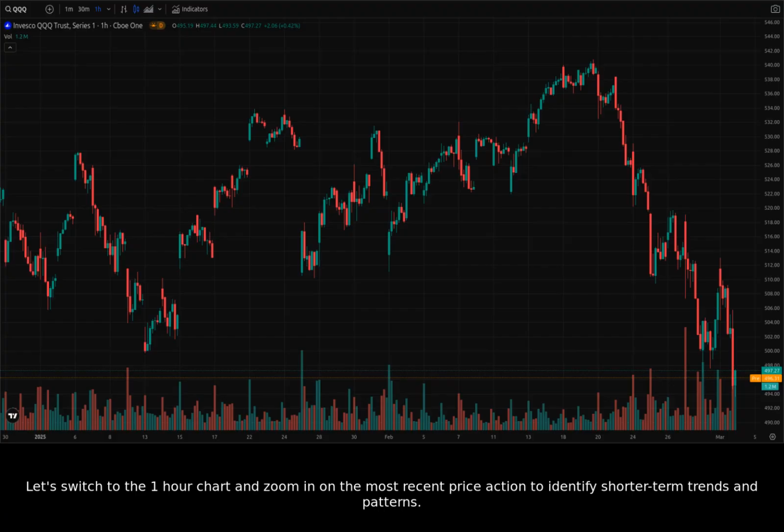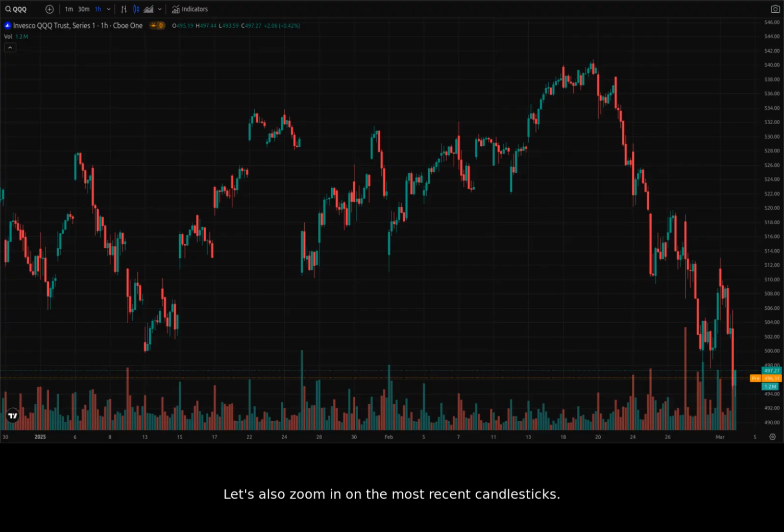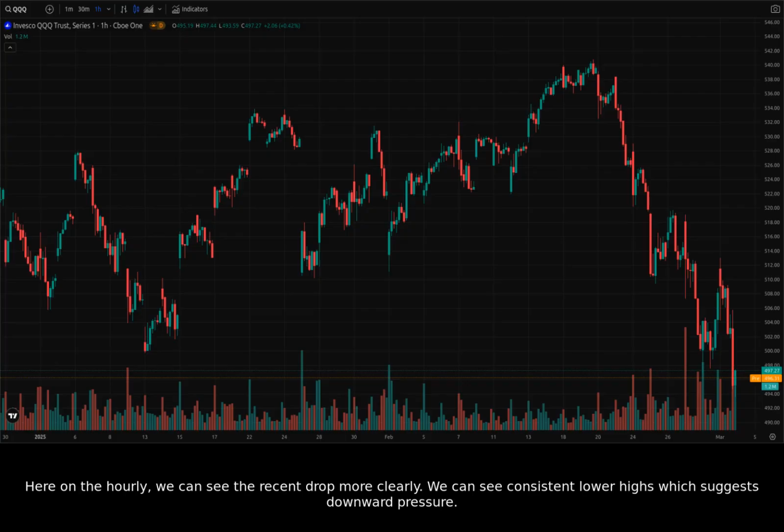Let's switch to the one-hour chart and zoom in on the most recent price action to identify shorter-term trends and patterns. Here's the QQQ on the one-hour time frame, which allows us to zoom in a bit and see a bit better picture of what's happening. Let's also zoom in on the most recent candlesticks. Here on the hourly, we can see the recent drop more clearly. We can see consistent lower highs, which suggests downward pressure.